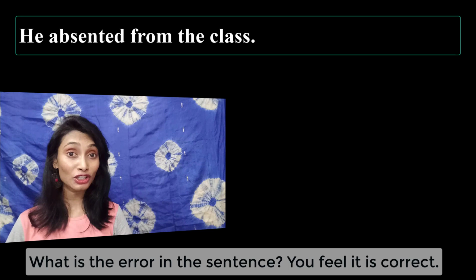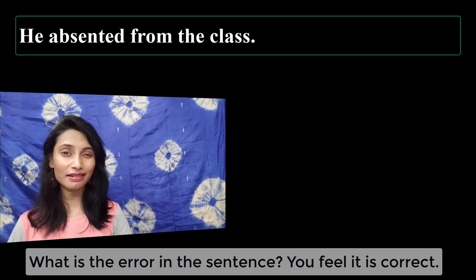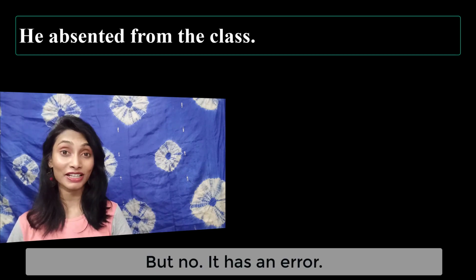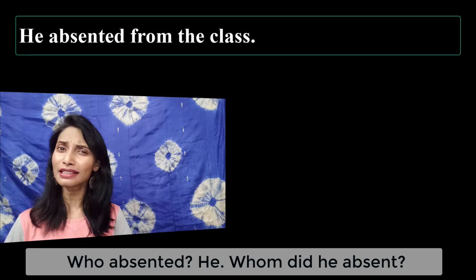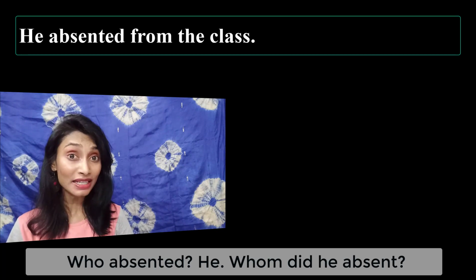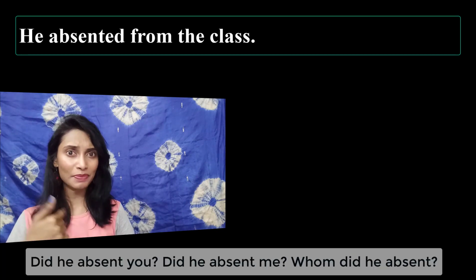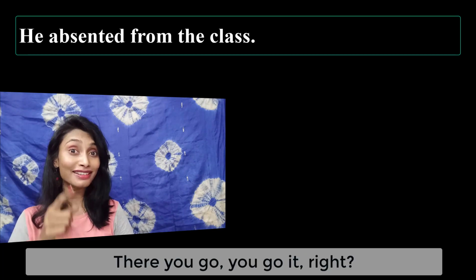What is the error in this sentence? You feel it is correct, but no, it has an error. Who absented? He. Whom did he absent? Did he absent you? Did he absent me? Whom did he absent? There you go.